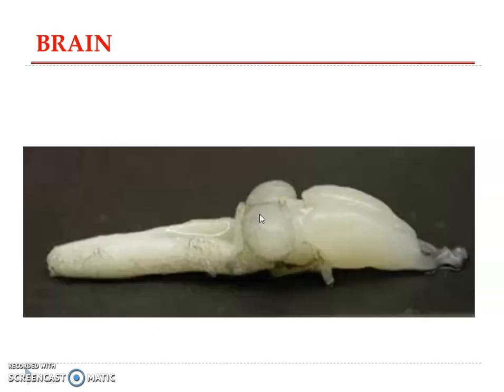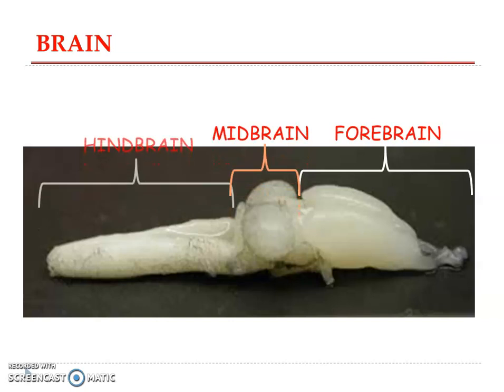So this is the structure. This is the actual figure. It is almost 2 centimeters in length from the anterior tip to the posterior tip. This is just 2 centimeters, and it is divided into forebrain, midbrain, as well as the hindbrain.